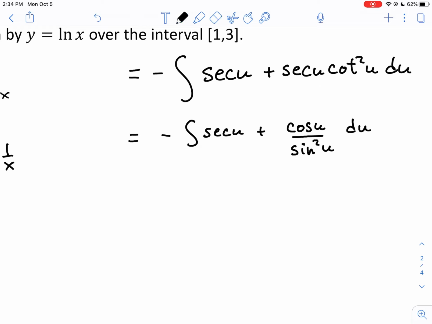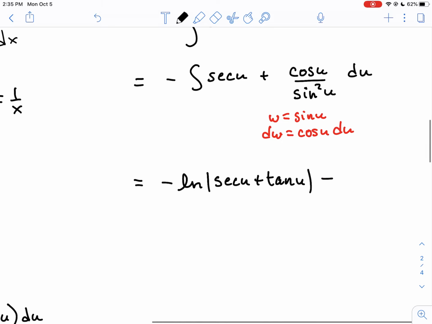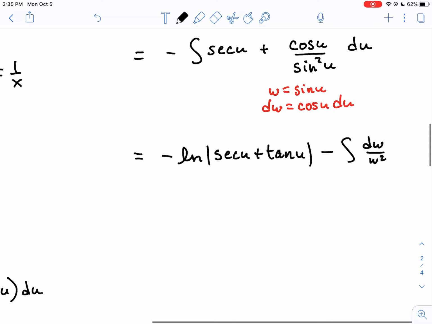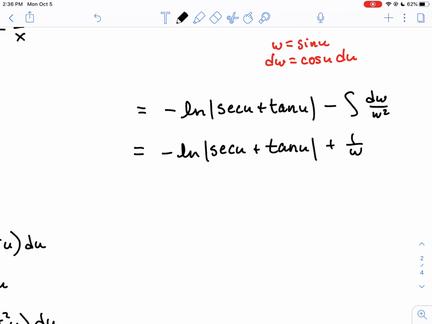This is doable because I see a u substitution, or actually a new variable, a w substitution working here. I'm going to let w be the sine of u, therefore dw will be the cosine of u du, and you can see we have a dw over w squared. This part here I'm just going to do with a memorized antiderivative, and don't forget to distribute the negative. The antiderivative of secant is natural log of secant u plus tangent u. And then distribute the negative, so minus, and we'll have an integral of dw over w squared. We anti-differentiate that using the reverse power rule, plus 1 over w. Now I'm going to change that w back to sine of u.